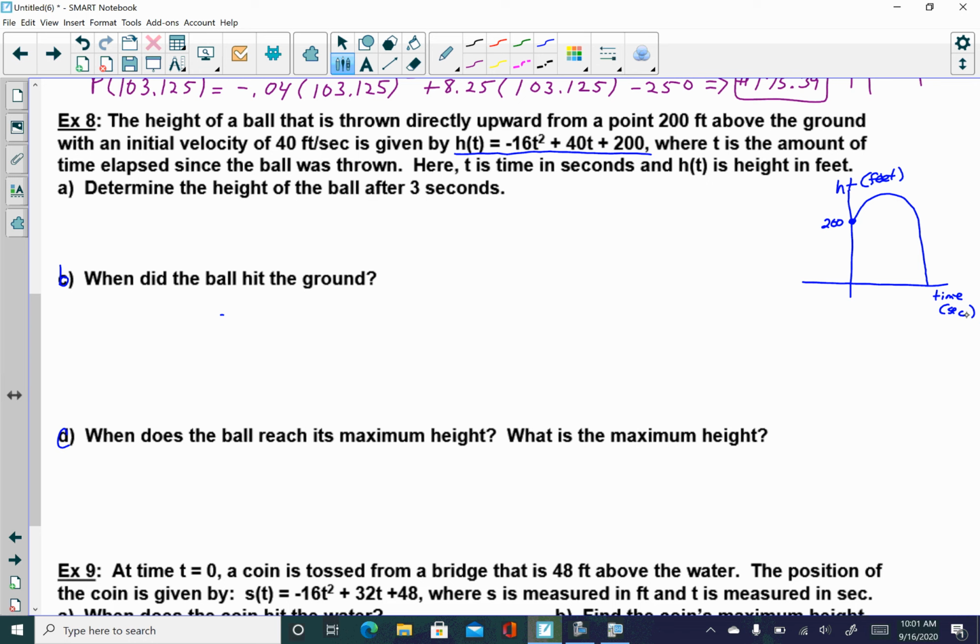Okay? Part A says determine the height of the ball after 3 seconds. So they've given us our function. They essentially want us to find h of 3. Everywhere we see an x or t here, we're going to plug in 3. So you have 3 squared plus 40 times 3 plus 200. Multiply and add, and you should land at 176 feet. So that equals 176 feet.